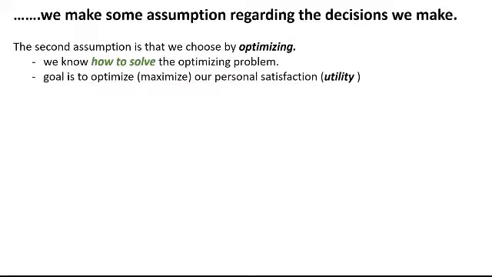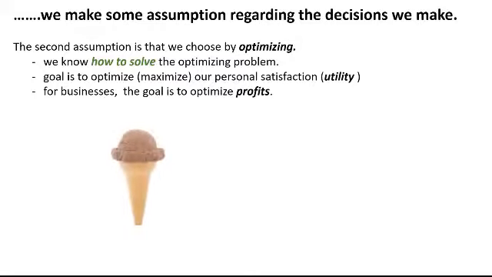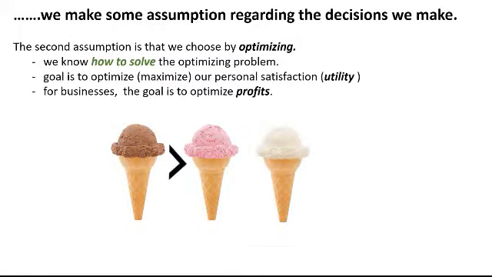And in economics, we call personal satisfaction utility. Now for a business, the goal is to optimize profits. So again, profits are an important driver in economics. Later in the course, we'll understand how excessive profits actually don't provide for an efficient economic system. So all this means is if we're given our three choices, right, of chocolate, vanilla, and strawberry, and our preferences are as indicated, that by optimizing, we're going to choose chocolate.